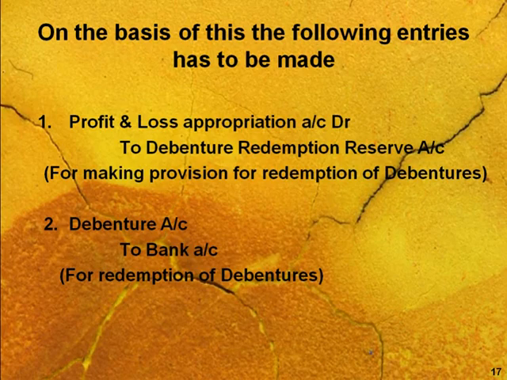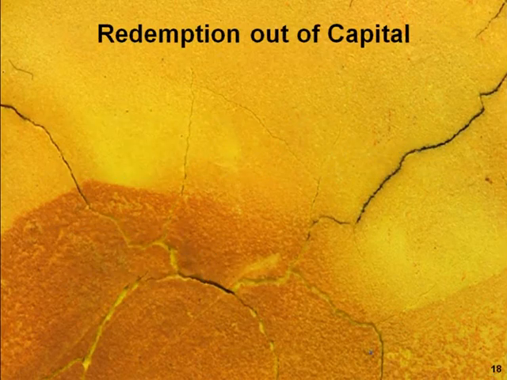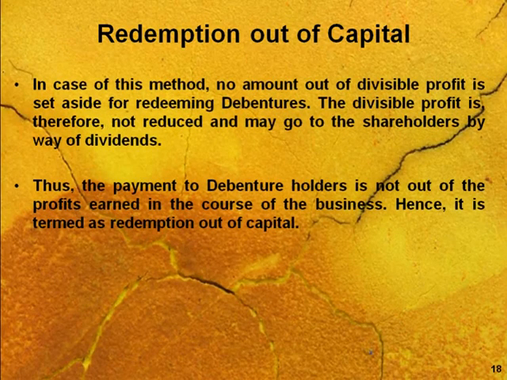Now this is the second category which company use, redemption out of capital. In case of this method, no amount out of divisible profit is company using for redemption. The divisible profit is therefore not reduced, and that will be transferred for dividend payment. But company will straight away use their capital for payment of redemption to the debenture.